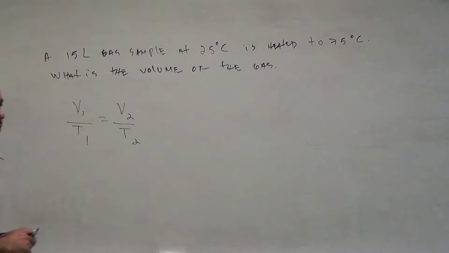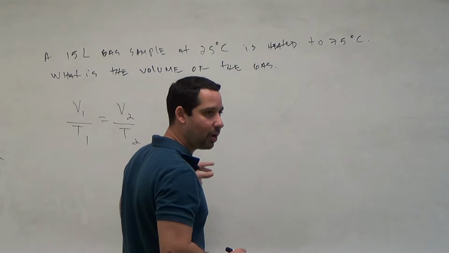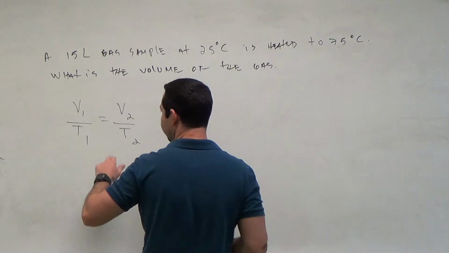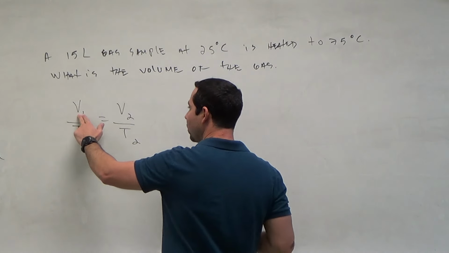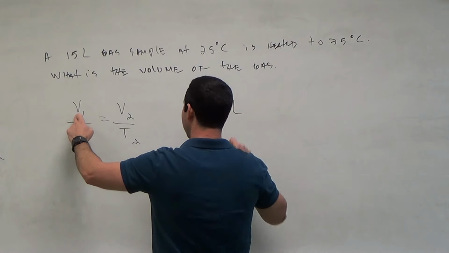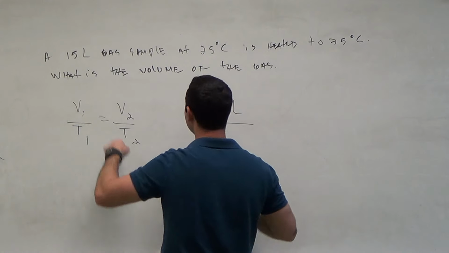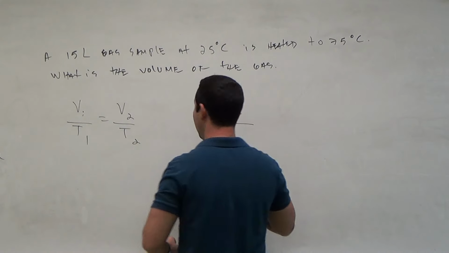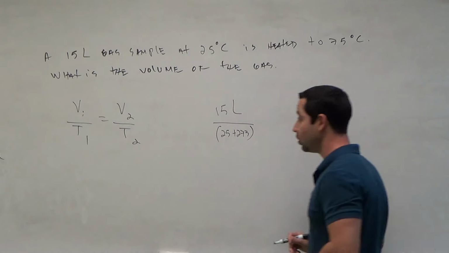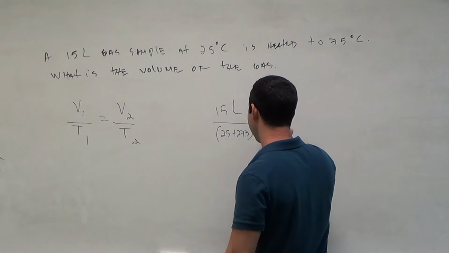So how simple is this? This is like concentration, right? Remember M1, V1? Here's V1. Which one is V1? 15 liters. And what is the temperature that belongs to this volume? 25 degrees. But I'm not going to put 25, yes? I am going to put 25 plus 273, because I need to convert it to Kelvin.